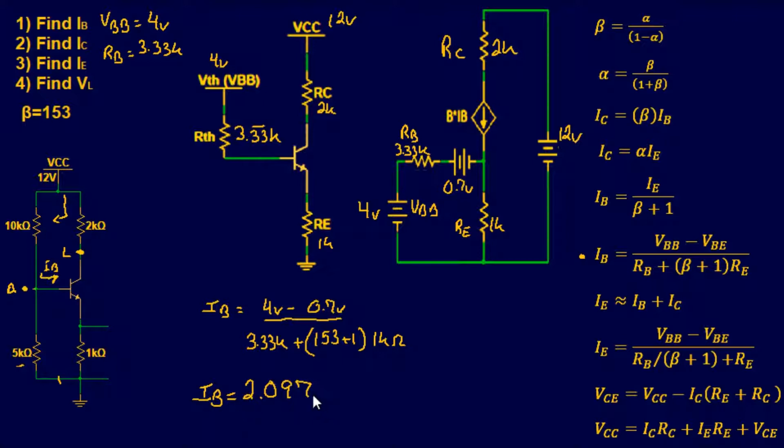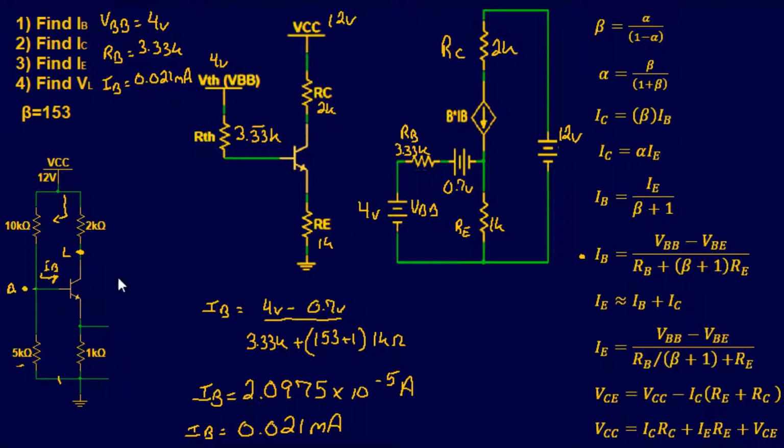2.097, I'll just go ahead and do 5, why not, times 10 to the negative 5 amps. And we can translate this to 0.021 milliamps. Just keep it clean. So right then there, I'll put that up there. 0.021 milliamps. Okay. Now, let's see if we can find our collector current.